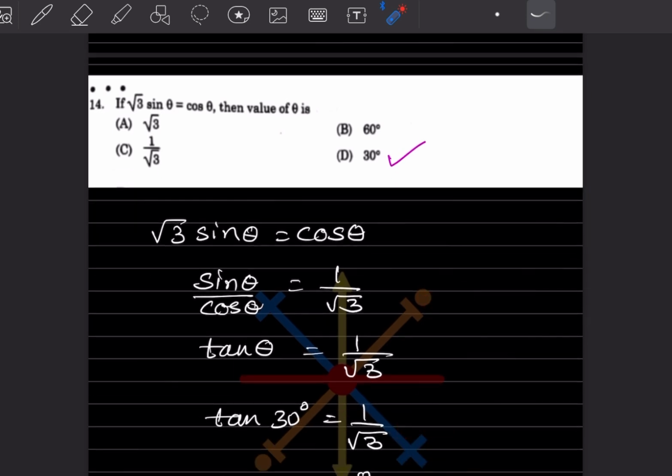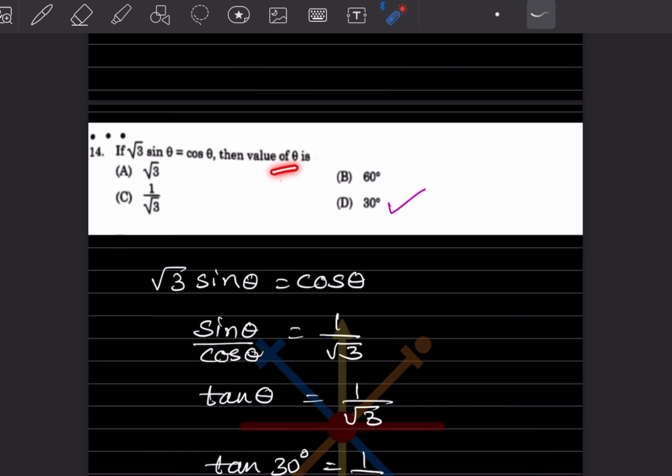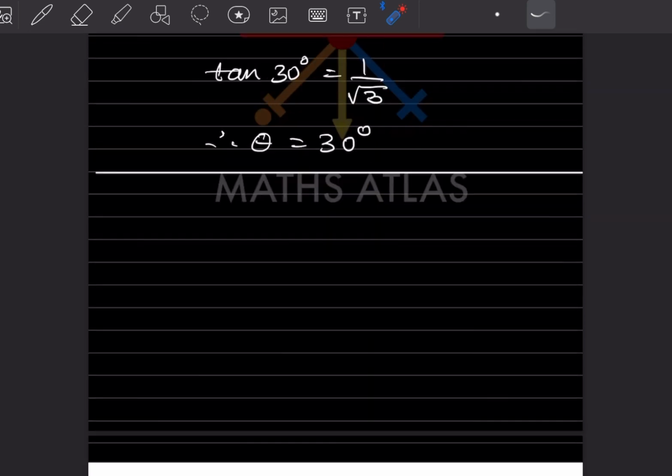So here we can see this is 30 degrees. So we can say theta is 30 degrees. They have asked for the value of theta, that is 30 degrees.